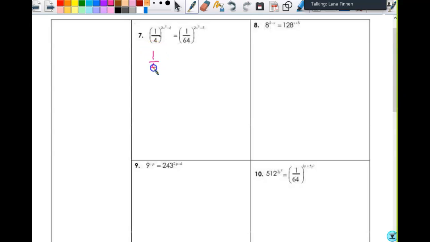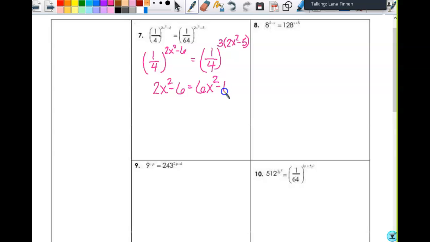So I can leave this as 1/4 to the 2x squared minus 6 power equals, and then 1/4, if I take that to the third power, I get 1/64, so this is 3 times 2x squared minus 5. Okay. So now I have common bases, take them down, and I get 2x squared minus 6 equals 6x squared minus 15.